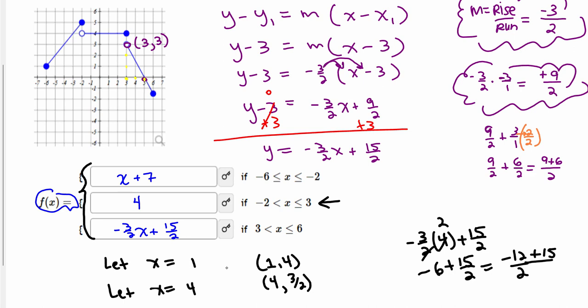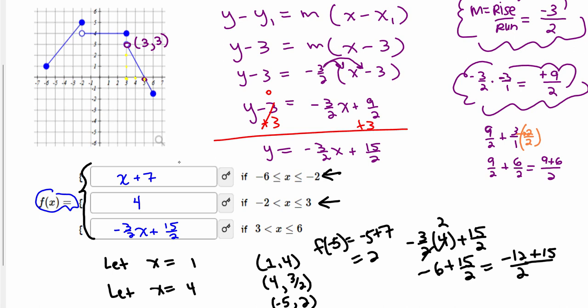Now, I guess I'll do one more. I'll do one for this piece. So let's choose an x in this interval. This interval, we could choose, say, -5 for this one, okay? So if I do -5 for x, how am I going to get my y value? f of -5 is going to be -5 plus 7, which is going to be 2. So that'll give me that ordered pair.